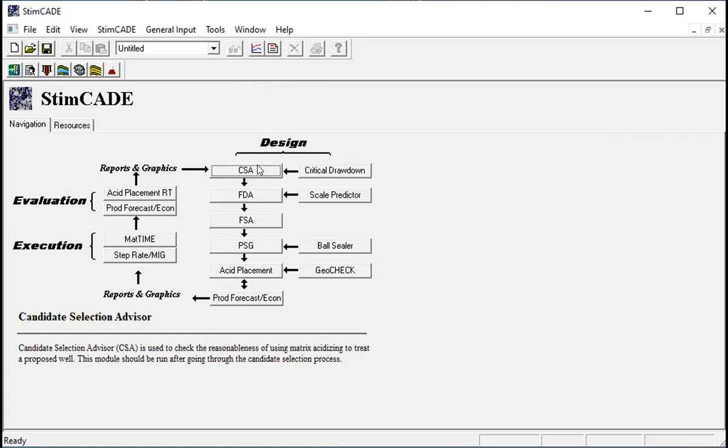Candidate Selection Advisor is used to check the reasonableness of using matrix acidizing to treat a proposed well. So you want to be sure that whatever you have as your reservoir is suitable for acid stimulation. If it's not suitable, it will definitely tell you so. So the first thing is to verify if your reservoir is suitable for acid stimulation. So we are going to click on it. Once you click on it, it opens there.